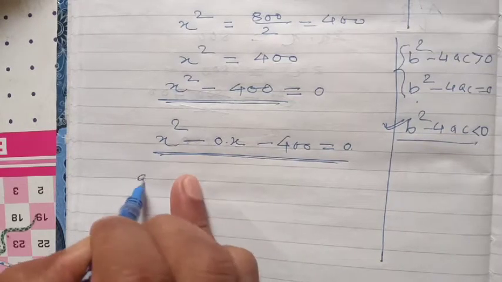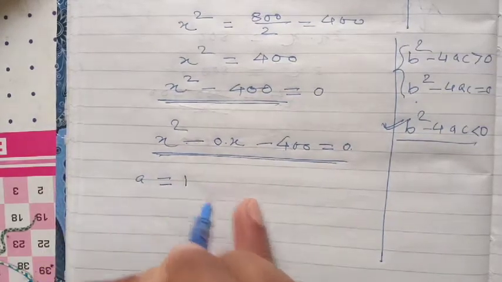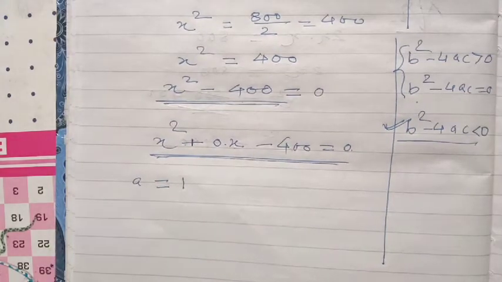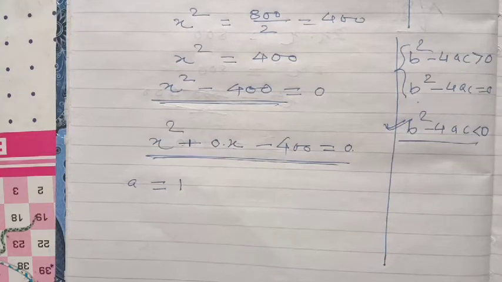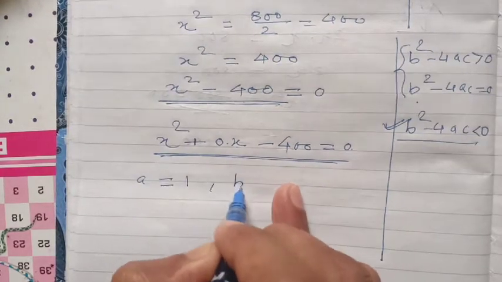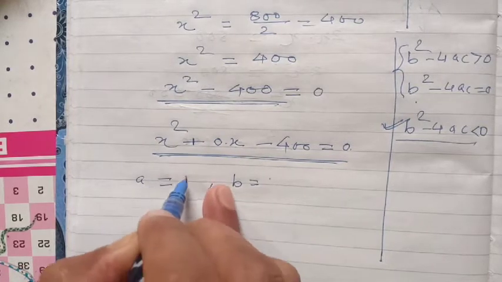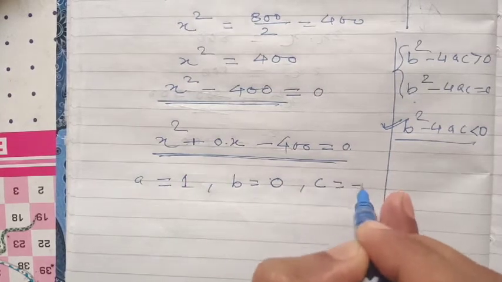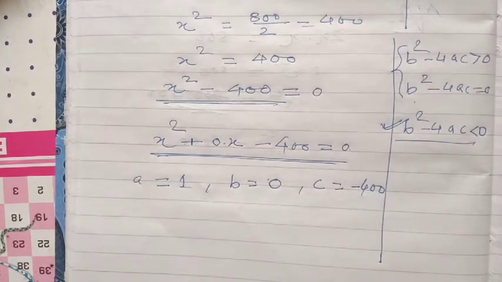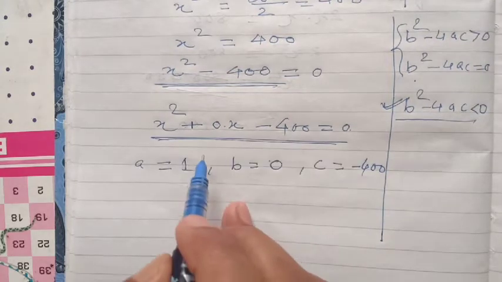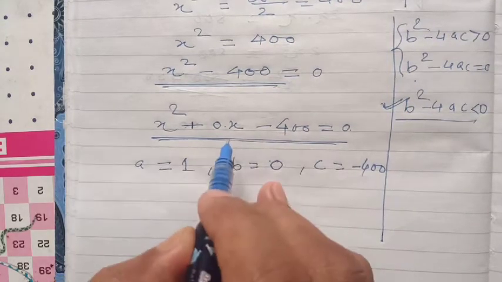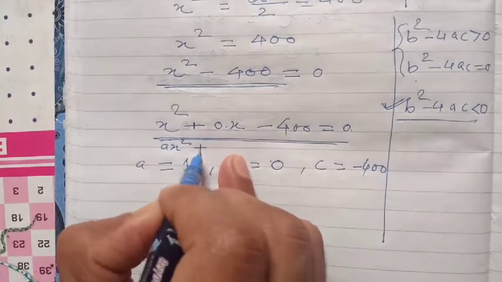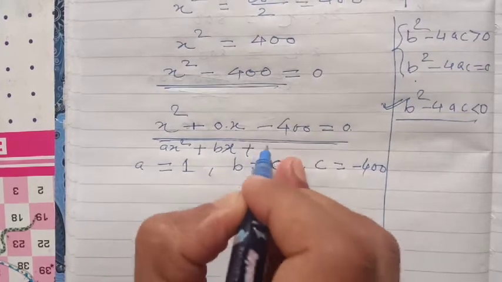So we can identify the value of a is equal to 1. No need to write minus like that. If 0 into x is there, you can write minus or plus, it doesn't matter. So a is equal to 1, b is equal to 0 and c is equal to minus 400. How can we compare? Compare with ax square plus bx plus c is equal to 0.